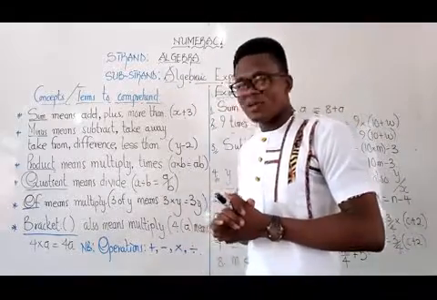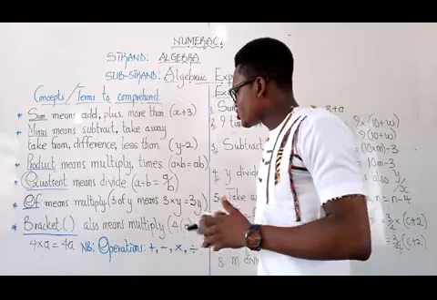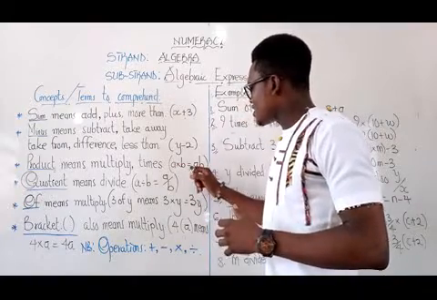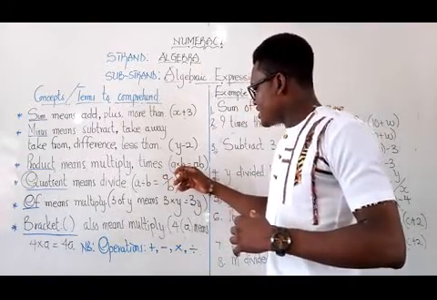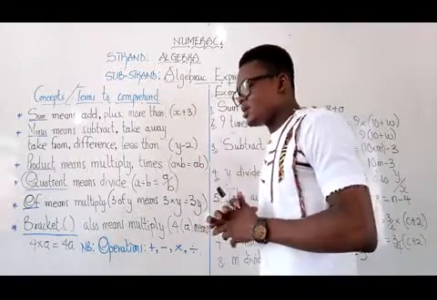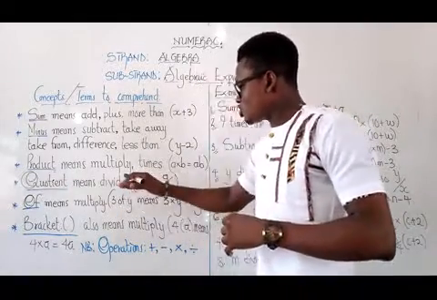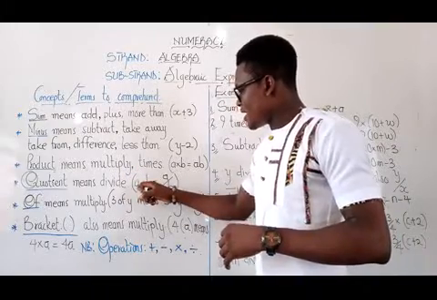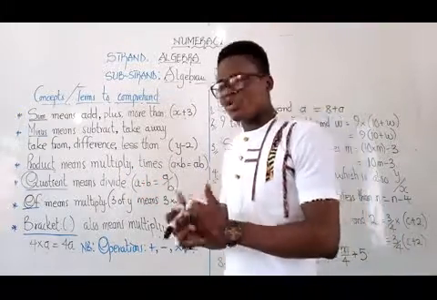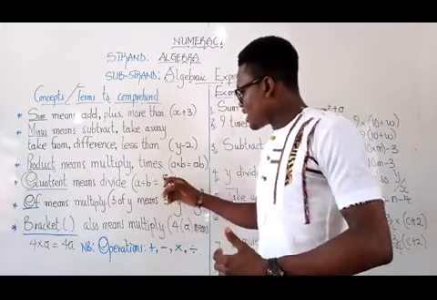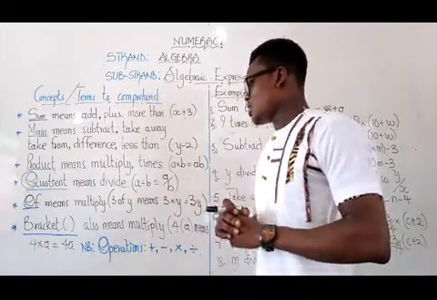Now let's move on. We have product. Product means multiply or times. So a times b is equal to ab, or the product of a and b is ab. Now quotient means to divide. So a divided by b is equal to a on b. Or if you find the quotient of a and b, that is a over b, or a on b, that is the fraction a over b.